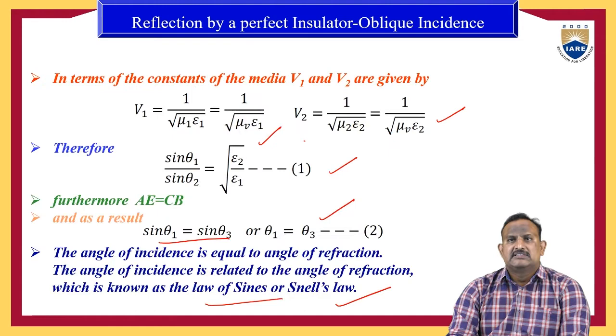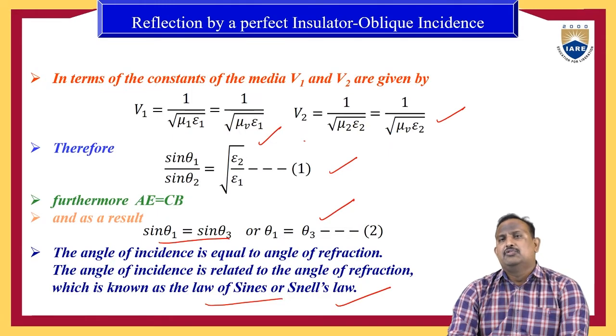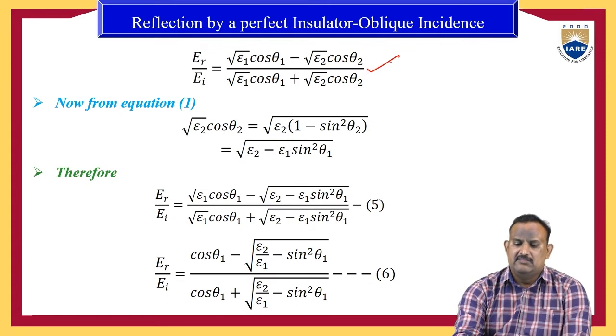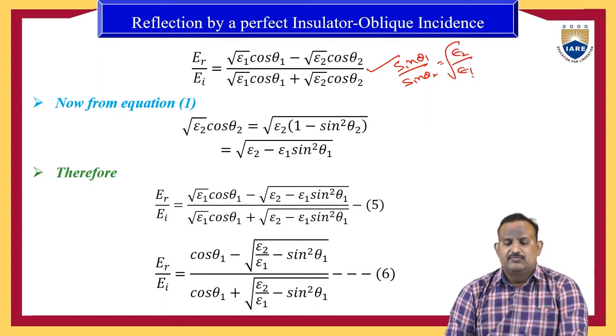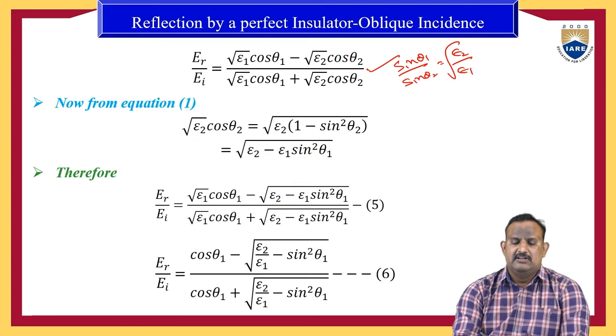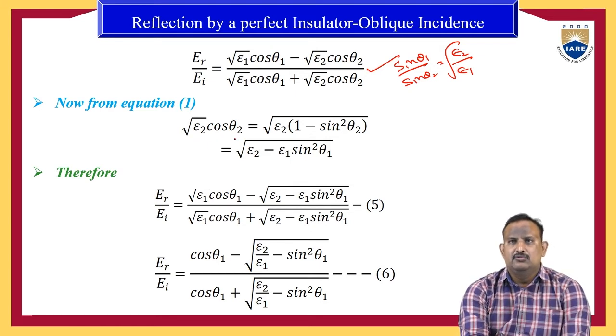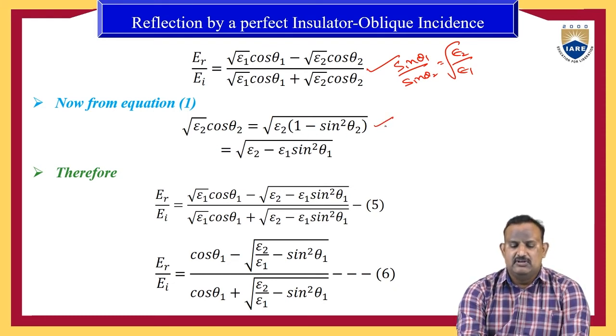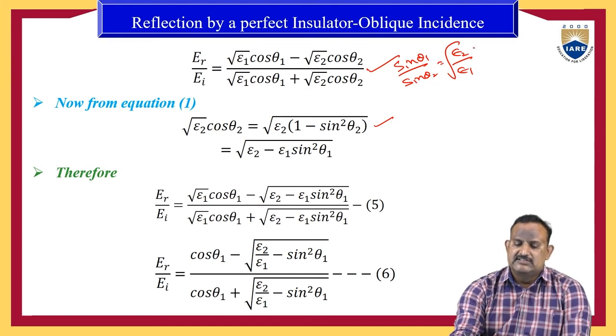Equation 1 is sin theta 1 by sin theta 2 equal to root of epsilon 2 by epsilon 1. From the sin theta expression, we can write root epsilon 2 cos theta 2 equal to root of epsilon 2 into under root 1 minus sine square theta 2.